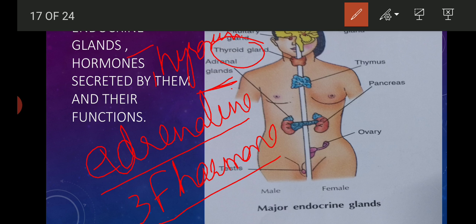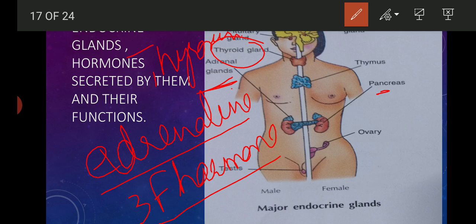It dilates the bronchioles. Rapid contraction of the diaphragm and rib muscles increases the rate of breathing and hence the oxygenation of the blood. So the heart beats faster during fight, fright and flight, and it provides more oxygenated blood to muscles for their activity. Next one is the pancreas.